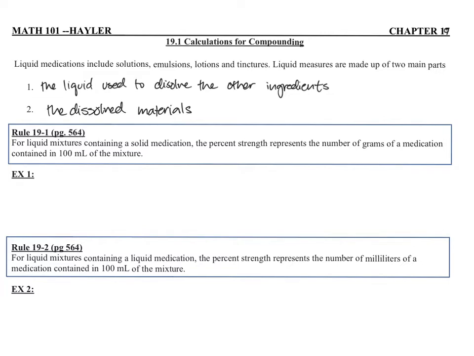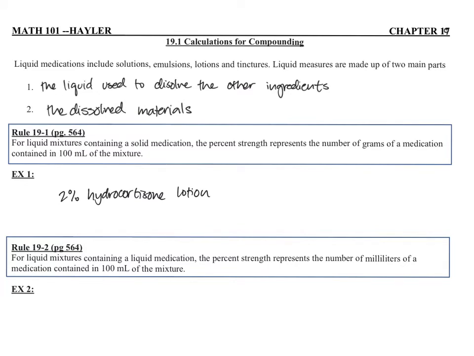Rule 19.1: for liquid mixtures containing a solid medication, the percent strength represents the number of grams of medication contained in 100 milliliters of the tincture. So, for the first example, we might have 2% hydrocortisone.